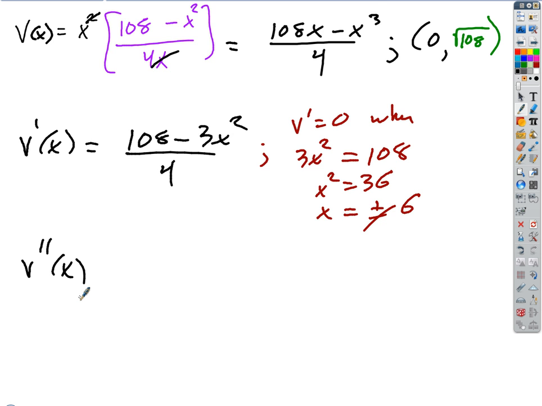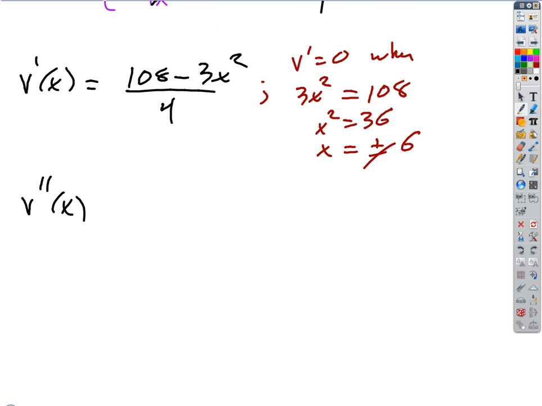So what's the derivative of the derivative? Well, the derivative of 108 is 0, and we'll just pull the 1/4 out front. And so we just get negative 6x over 4, right? Why do you keep the 4? Because the 1/4 is part of the function. It's being multiplied all the way through. Okay, so the second derivative is negative 3/2 x.